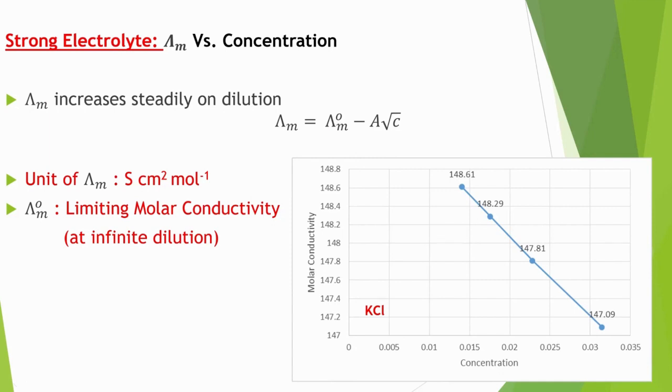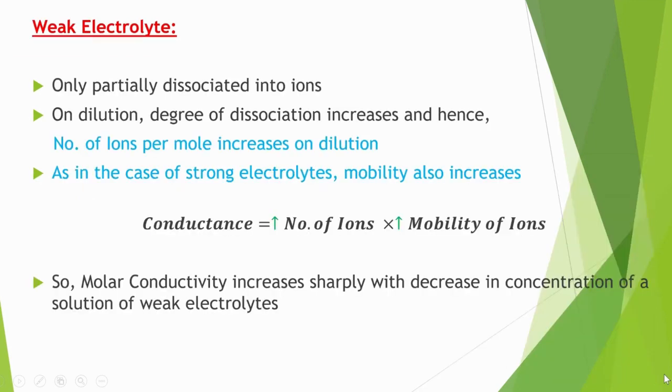So in the case of a strong electrolyte, why does lambda m increase when you dilute the solution? Because the mobility of ions increases. The number of ions per mole remains the same. This is the reason. Now let us look at the case of a weak electrolyte.